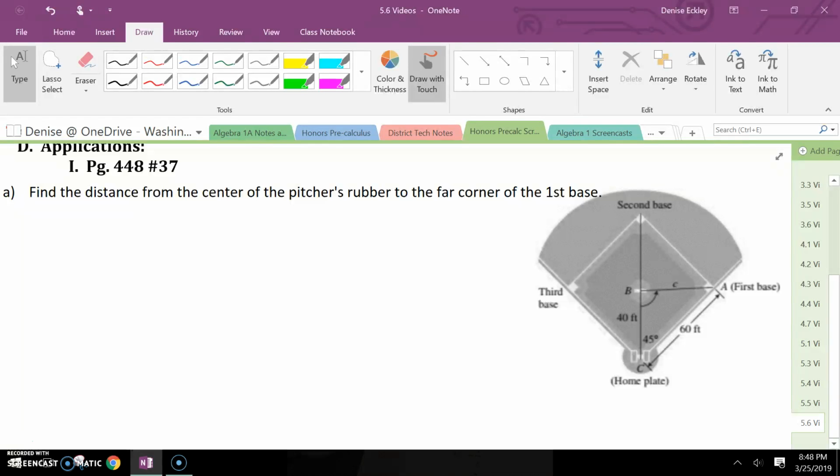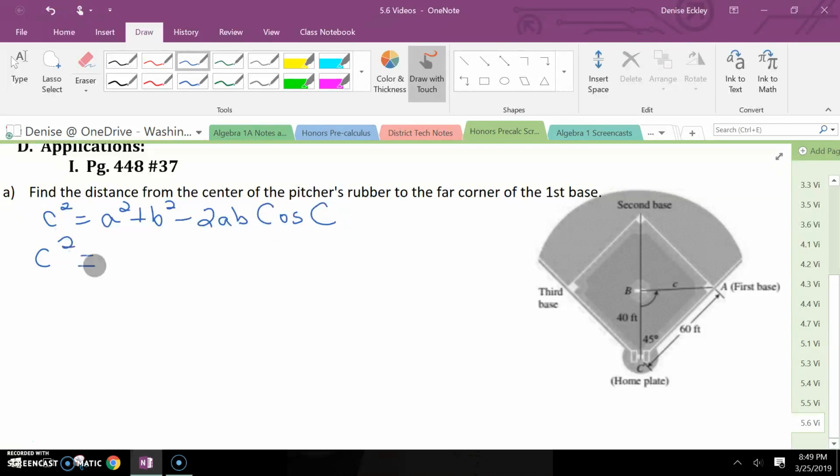So if you notice, we're given side angle side: 40 feet from the pitcher's rubber to home plate, a 45-degree angle at home plate, and then 60 feet from home plate to first base. So that's side angle side. So we're going to use the law of cosines. And so we're going to use that C squared is going to equal A squared plus B squared minus 2 times AB times the cosine of C.